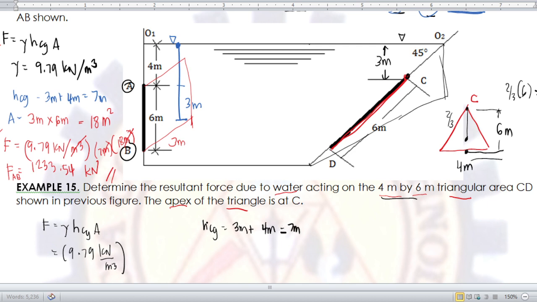Okay? Now, how about for the area? The area, since it is a triangle, will be BH over 2, or base times height all over 2, 1/2 BH. So in this case, our base is 4 meters and our height is 6 meters. So therefore, substituting, we have 24 over 2, or that is 12 square meter.